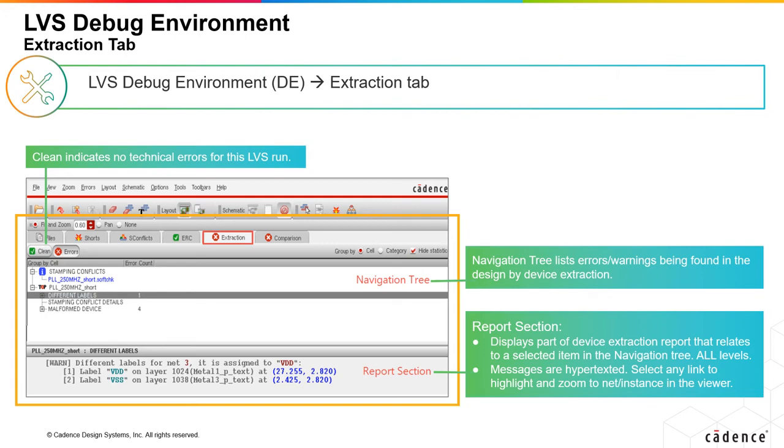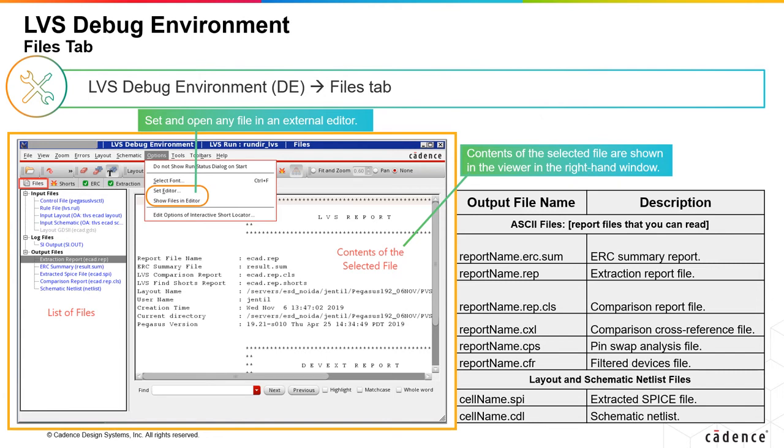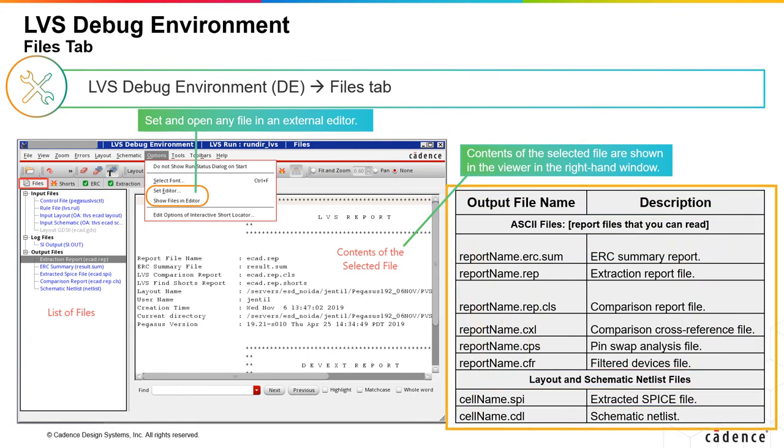The Files tab lists input files of the run and output files generated by PVS. Any file can be selected in the left-hand window. Contents of the selected file are shown in the viewer on the right-hand window. In some cases, files shown in the left-hand window are not selectable, they are grayed out. In this tab, you have options to select and copy the text, search inside selected file, open any file in external editor, etc. The table lists all possible LVS output files.